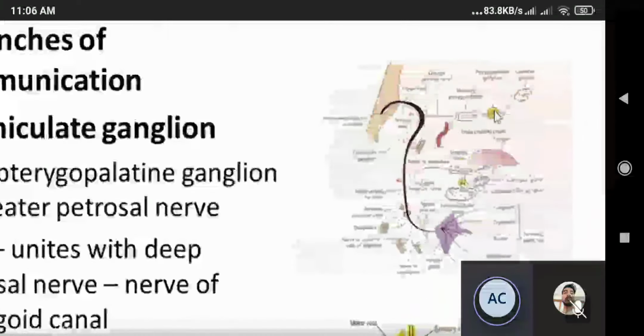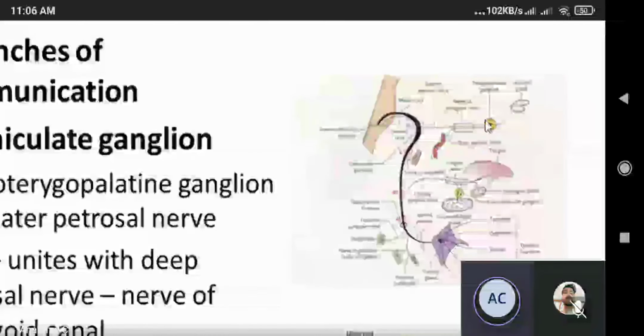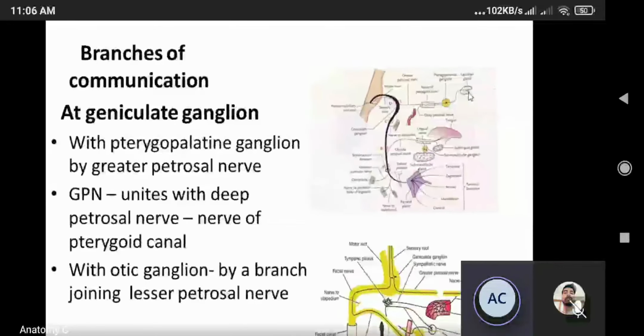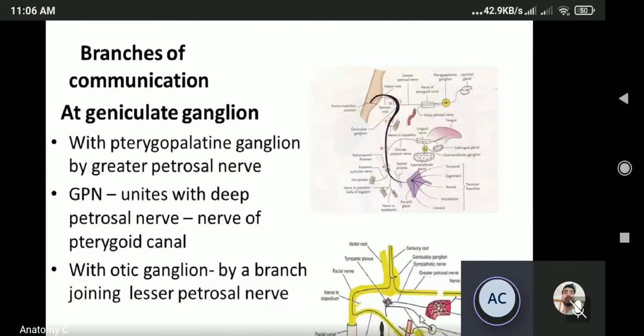Then it communicates with the pterygopalatine ganglion here. So the postganglionic fibers supply the lacrimal gland. Similarly, it also communicates with the otic ganglion. So here in this figure, this is the otic ganglion. It also has communication with the otic ganglion by a branch which joins the lesser petrosal nerve here. So this is the greater petrosal nerve, and this is the lesser petrosal nerve. Through this lesser petrosal nerve, it communicates with the otic ganglion.